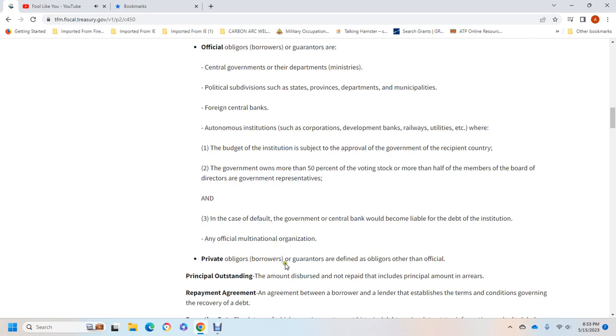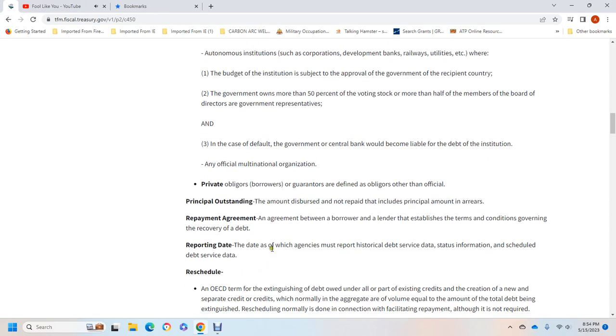Private obligors are borrowers with the guarantors as defined, with the obligors only and not an official, with the prior outstanding amount of the debt. Repayment of the agreement is to be borrowed with the lender, established with the terms and conditions governing the recovery of the debt. Reporting date is the date of the debt, and the agency reports the historical debt and the service of the debt.